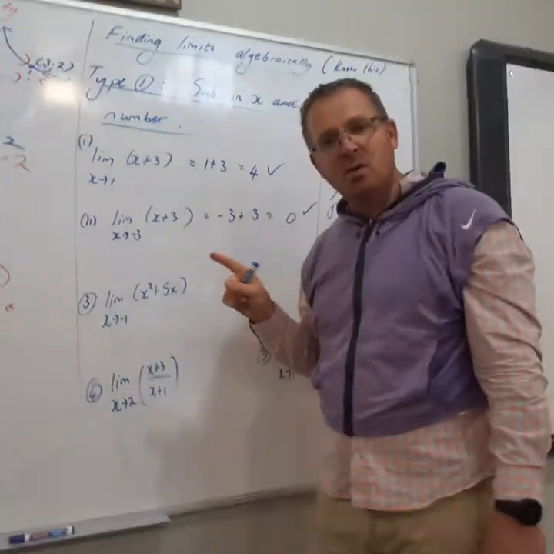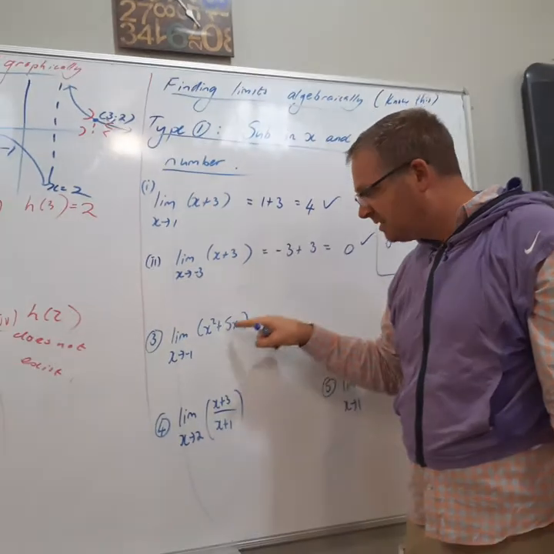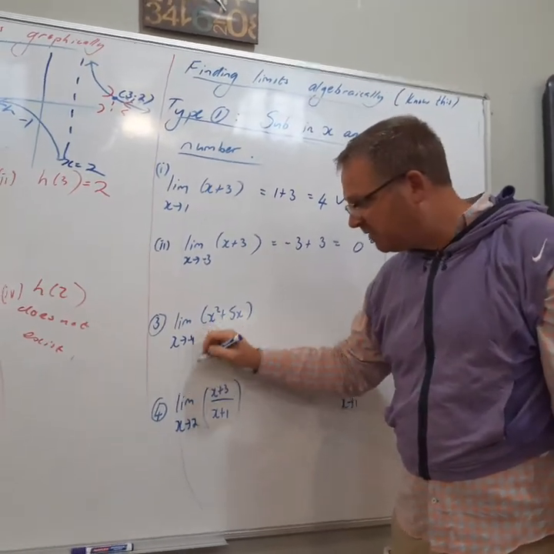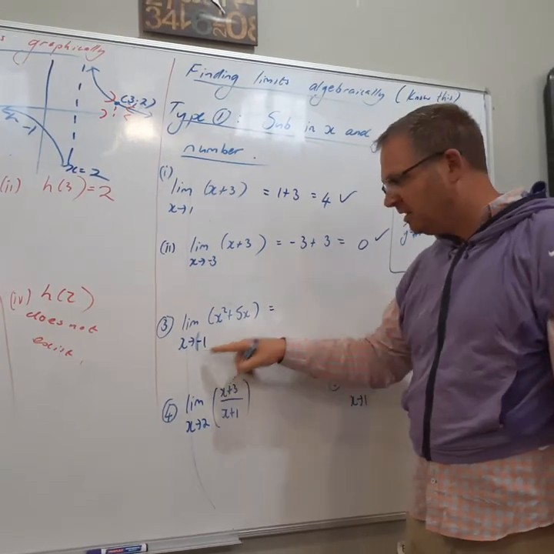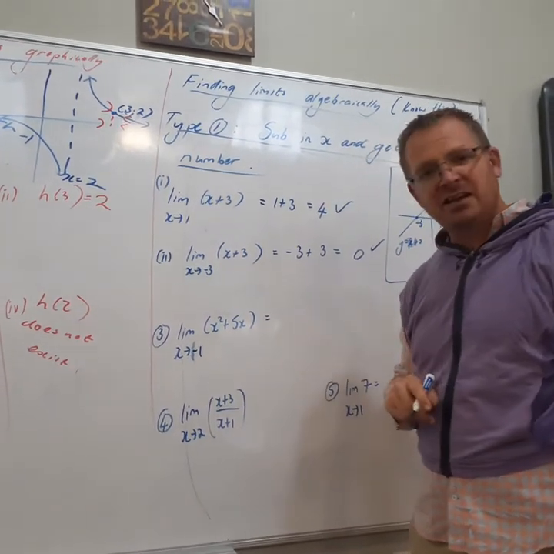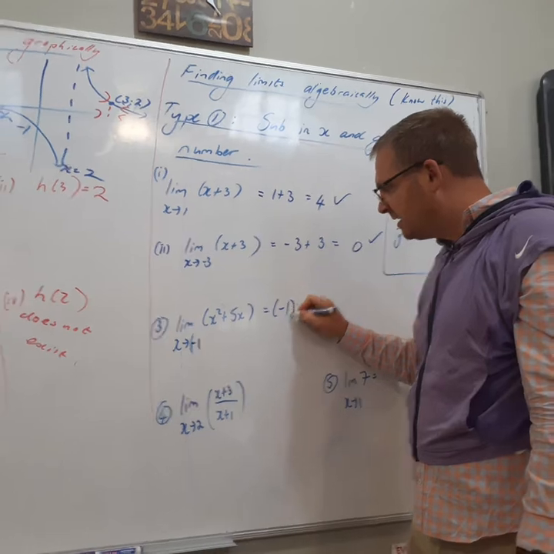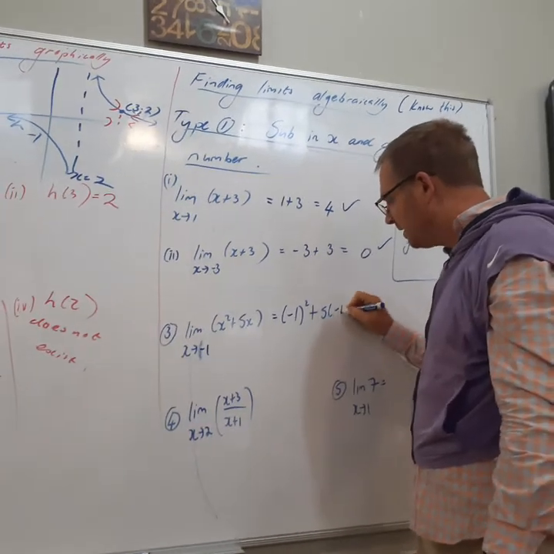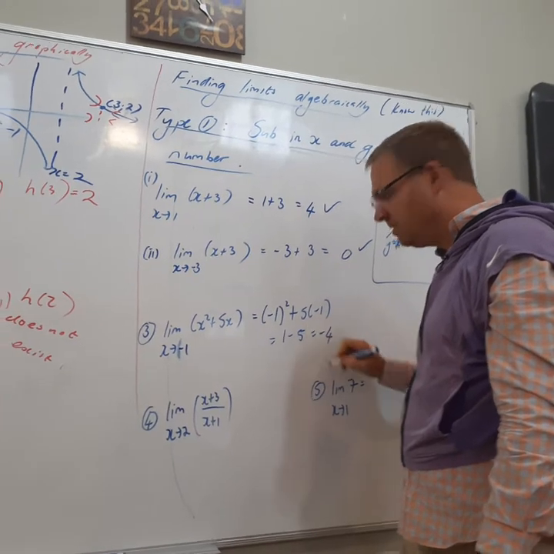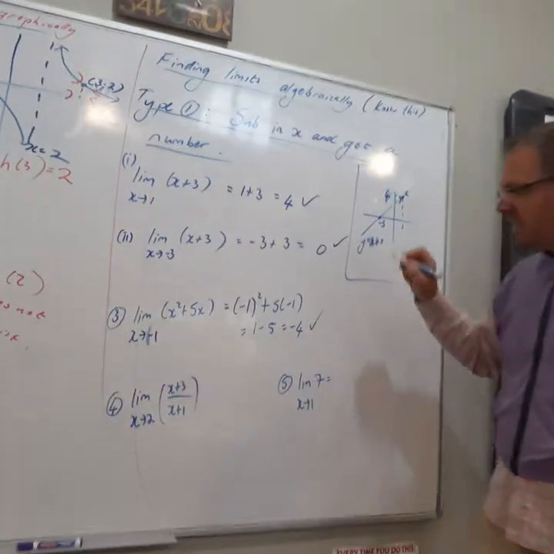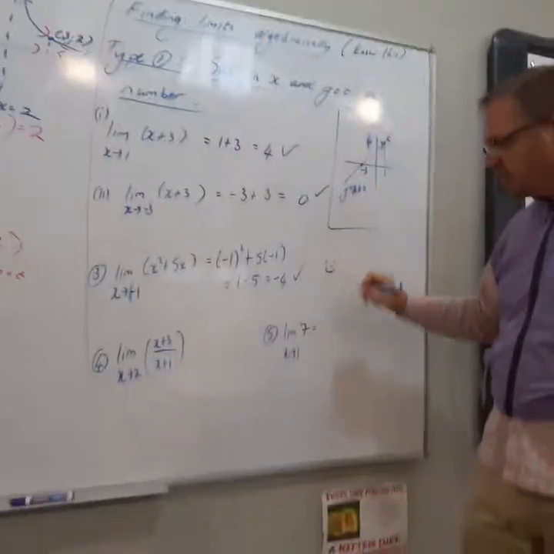So, your first step always, when you're finding a limit, is going to be to sub in the x value, the x value of your limit. Okay, if you get a number, you're done. So in this one, the limit as x tends to negative 1 of x squared plus 5x is going to be negative 1 squared plus 5 times negative 1, which is 1 minus 5, which is negative 4. Tick, done. Give yourself a smiley face.